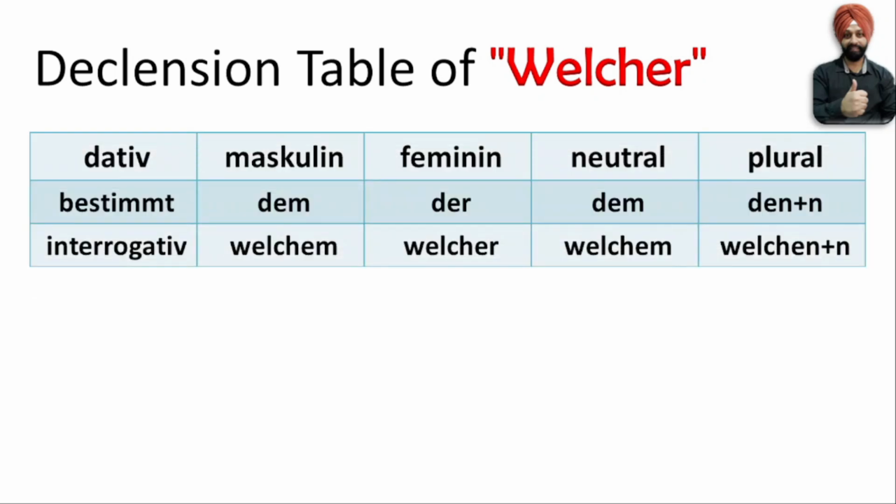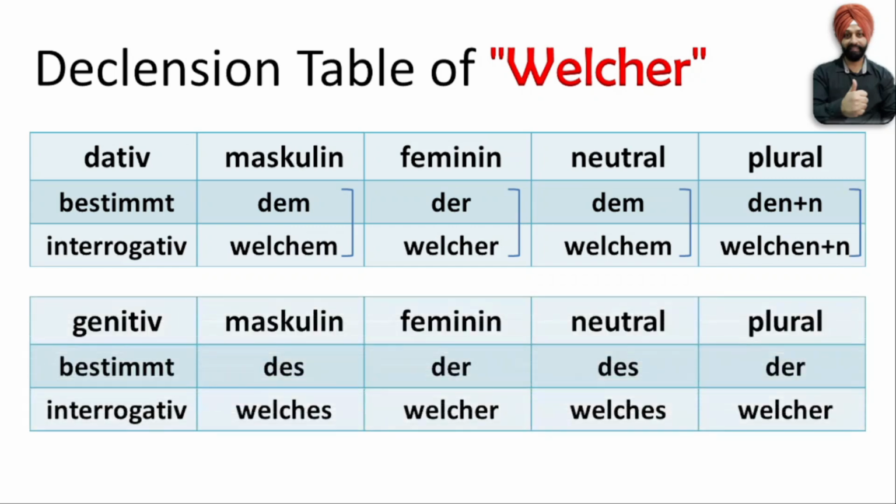In the dative case, in masculine that is dem and it changes to Welchem, feminine der changes to Welcher, neutral dem the same, it changes to Welchem, and in plural den plus n it changes to Welchen plus n. What is the meaning of plus n? Friends, there is a separate grammar rule: in the plural dative you have to put an extra n after the noun. Don't worry, I will explain when the examples come.